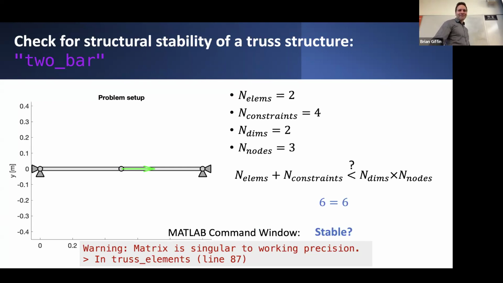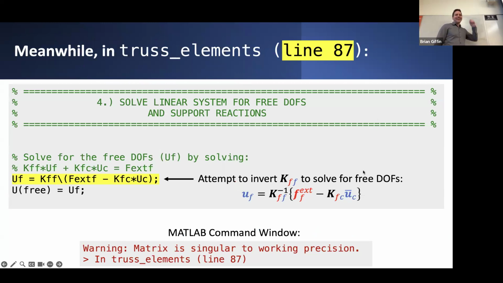Let's actually take a look and see what's happening in truss elements line 87. Okay, so this is precisely the step that involves inverting our system of equations, or inverting that subportion of the stiffness matrix to solve for the displacement degrees of freedom, the unconstrained ones. So we're attempting to do this matrix inversion step. Clearly something is going wrong when we try to do that inversion. So inverting the stiffness matrix is producing this problem. And as I've mentioned previously, it's related to the matrix not being invertible. So why is it not invertible? That's the question that we need to explore.